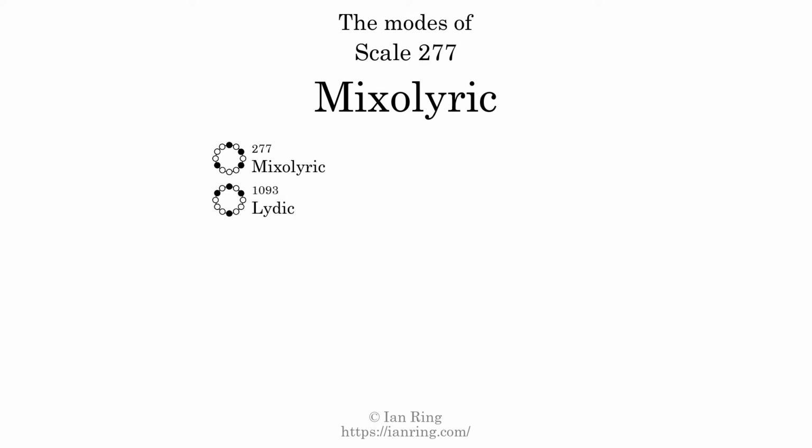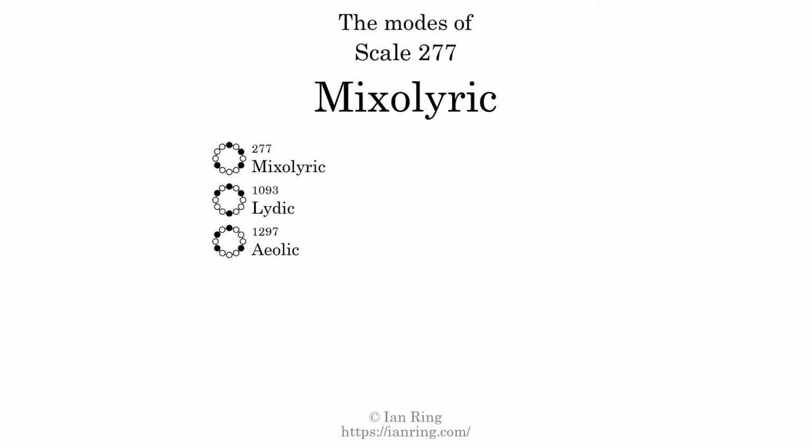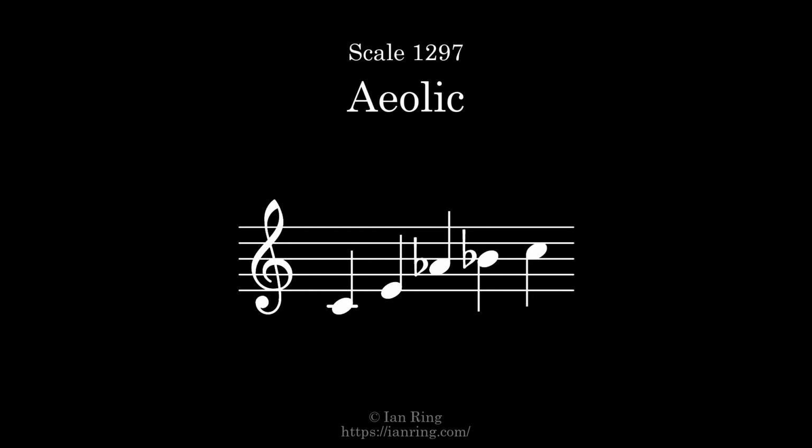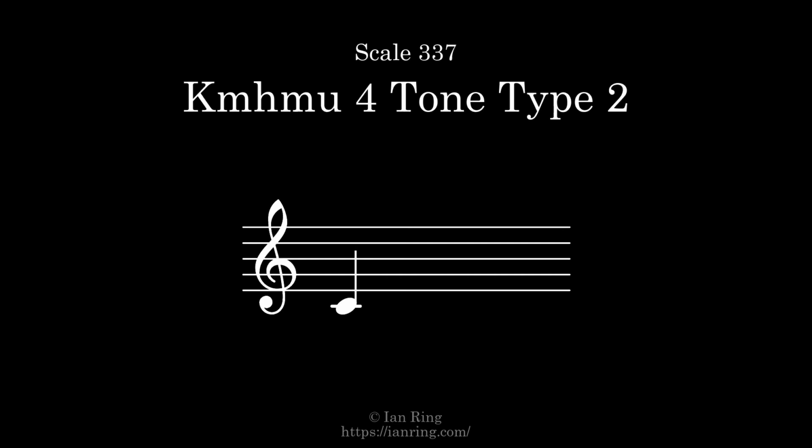The second mode is scale 1093, also known as Lydic. It sounds like this. The third mode is scale 1297, also known as Aeolic. It sounds like this. The fourth and last mode is scale 337, also known as Camus 4-tone type 2. It sounds like this.